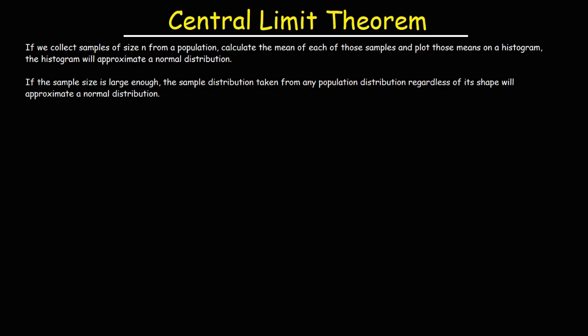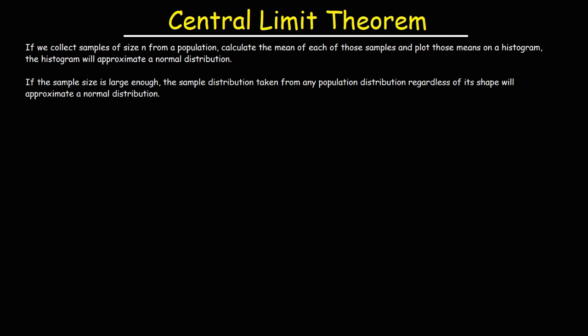In this video, we're going to talk about the central limit theorem. So what is the central limit theorem? The basic idea behind the central limit theorem is this. Let's say we collect samples of size n from a population, and then we calculate the mean of each of those samples, and then plot those means on a histogram. The histogram will approximate a normal distribution.